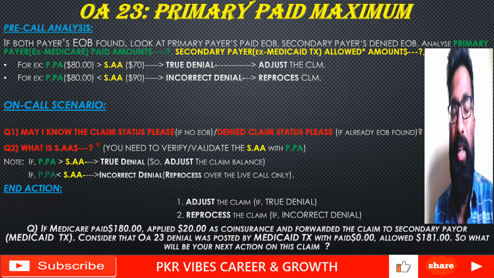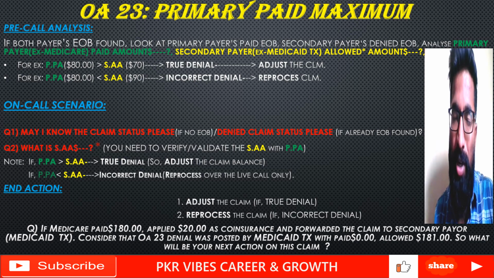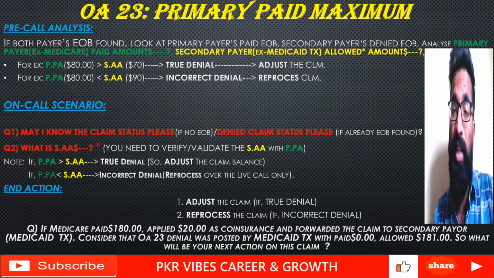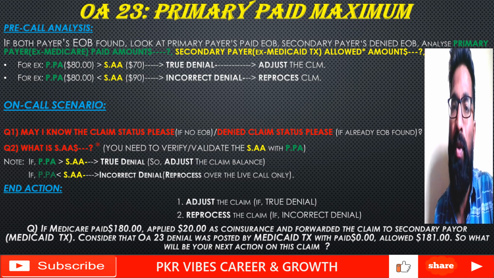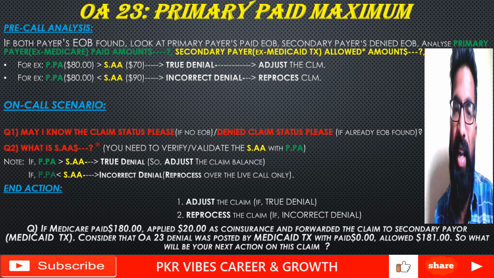Simple thing, guys. If you are getting this denial from Medicare and Medicaid, it is okay. If you are getting this denial from commercial insurances, for example, there are primary, secondary and tertiary, and for example, primary is some other insurance, they paid and applied co-insurance. Secondary, they denied as PPMAX. If you find a tertiary insurance, you can bill this claim to tertiary, but in most cases this kind of denial is received from the state Medicaid as the last payer. In that case, you can go for adjustment.